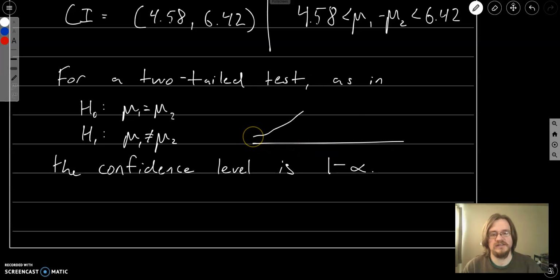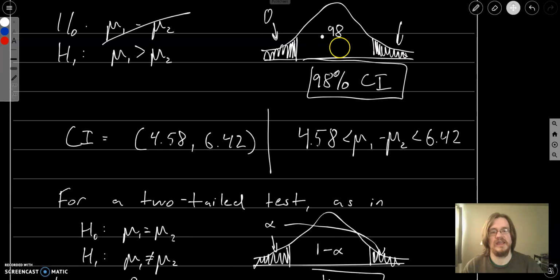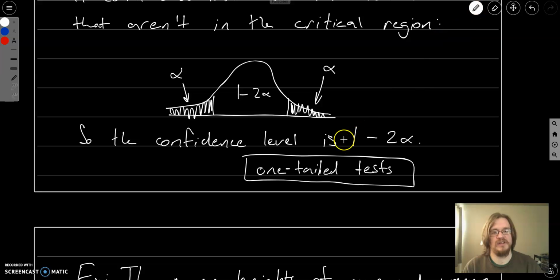So with a two-tailed test, this is a poor drawing of a normal distribution, but oh well. For a two-tailed test, our alpha corresponds to the sum of both of those areas already, because we already know that it's a two-tailed test. So the area in between is just going to be 1 minus alpha. So for a two-tailed test, your confidence level is just going to be 1 minus alpha. For a one-tailed test, our confidence level is going to be 1 minus twice the significance level.